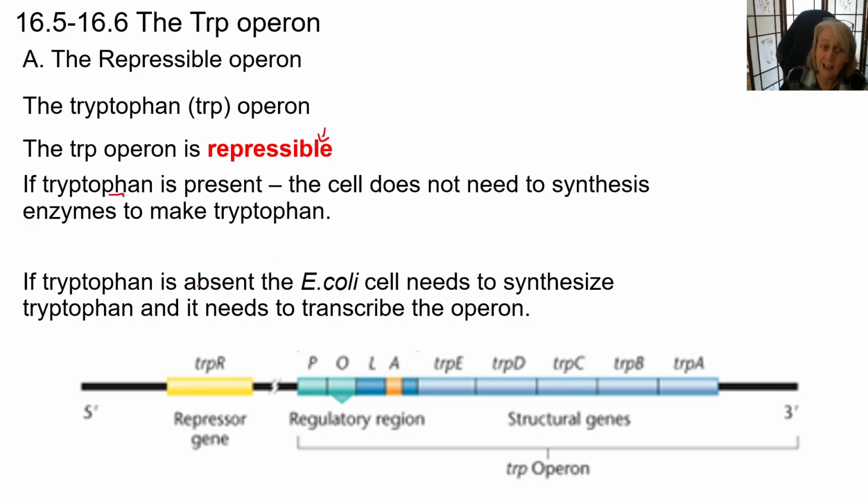So if tryptophan is absent, E. coli needs to make it. If tryptophan is present, E. coli doesn't need to make it. So kind of makes sense, right? If you have dinner and it's already prepared, you don't need to make dinner. If you come home and there's no dinner, you need to make it. It's literally the same choice, except it's being controlled by a series of molecules that are grabbing onto the DNA region that is coding for these proteins and either allowing transcription or not allowing transcription.